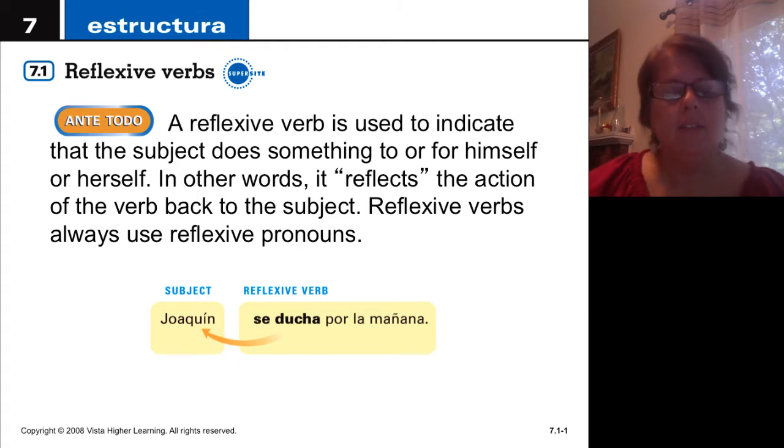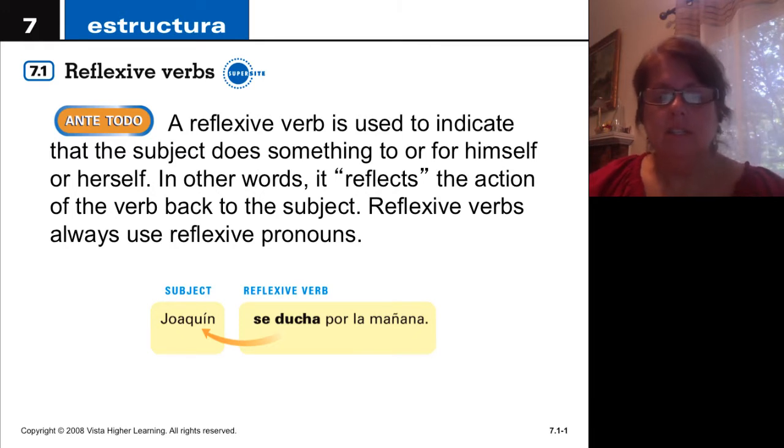We're going to study reflexive verbs. So, let's start with thinking about what a reflexive verb is. Sometimes in Spanish there are verbs that reflect action back onto the subject. So if it refers to you or yourself, it is reflexive. For example, the action that you do to yourself is reflexive.